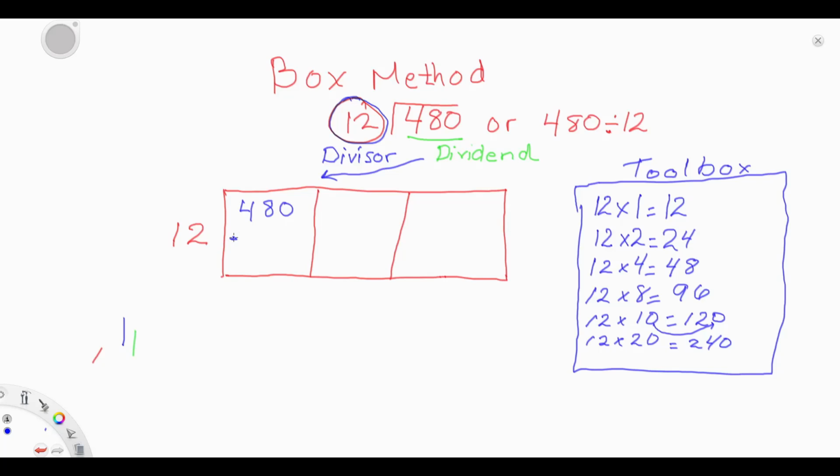I'm going to start with the largest answer, the largest answer in my toolbox, which is 240. And I'm going to subtract. 0 minus 0 is 0. 8 minus 4 is 4. 4 minus 2 is 2. Now I'm going to take this 240. I'm going to move it to the next box.